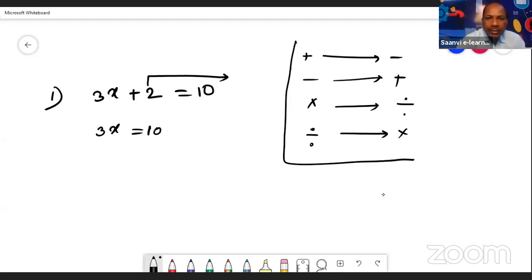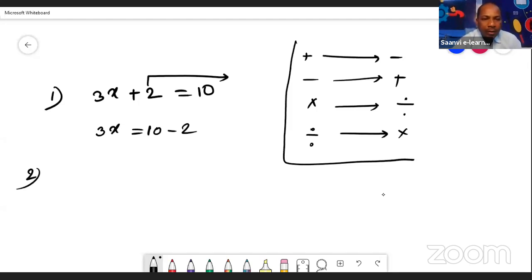Now plus 2 we are sending this side. So what will happen when plus quantity is sent to RHS? It becomes minus quantity. So here plus 2 becomes minus 2. When this plus 2 is sent this side, it becomes minus 2. Have you all understood? In the same way, now see one more example.